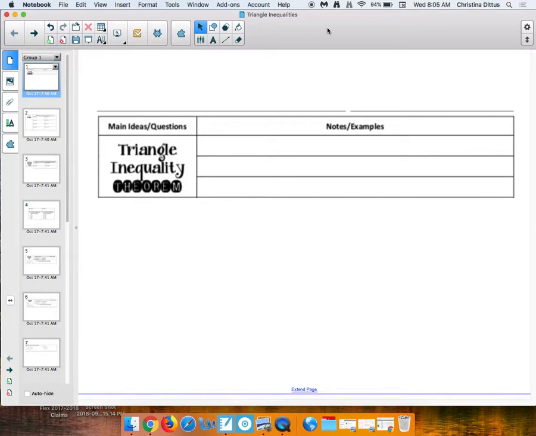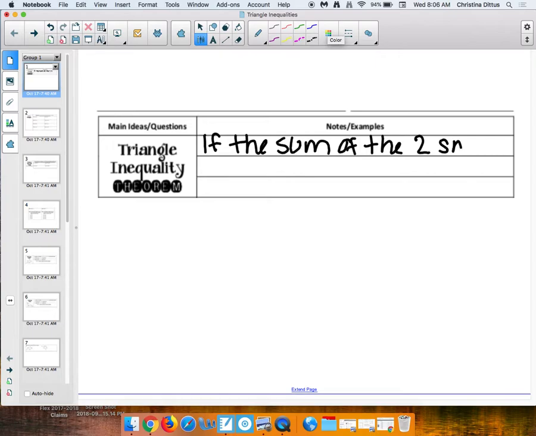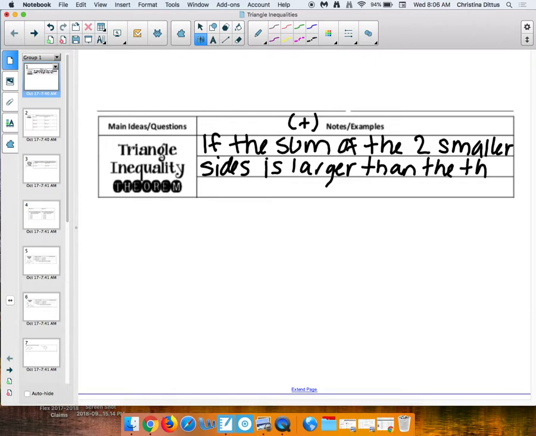And what makes them triangles, obviously they have three sides, but there's this little thing that says if the sum of the two smaller sides is larger than the third side. First off, what does sum mean? Adding. Add. Okay.